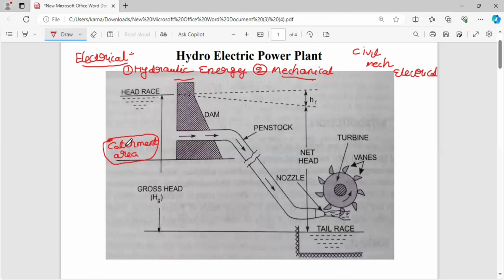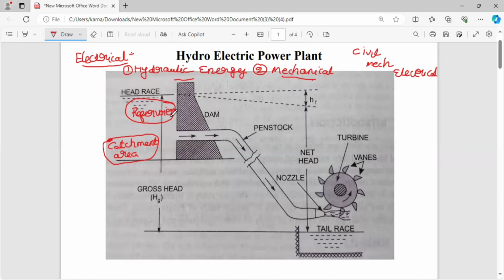From that catchment area, we will collect some required amount of water and store it in a particular place. That particular place is called the reservoir. Reservoir means some required amount of water can be stored there.